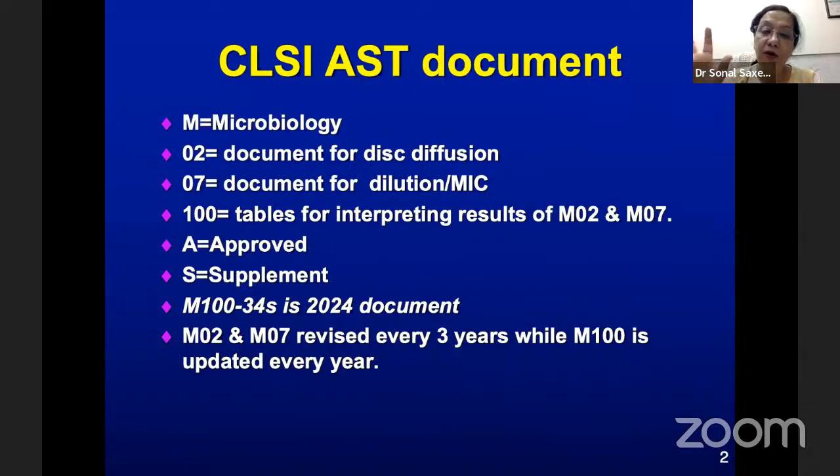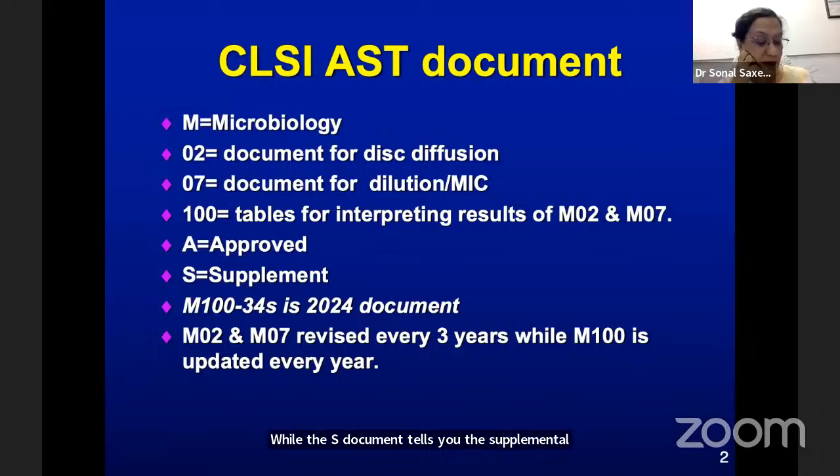While the S document tells you the supplemental documents, these two things will be there whenever we are talking about any of these documents. So if you have an M100-Ed34, then it is a 2024 document which was released in 2024. If it is 33, then it was 2023. Now, M02 and M07 are revised only once in 3 years, whereas M100 is updated every year.